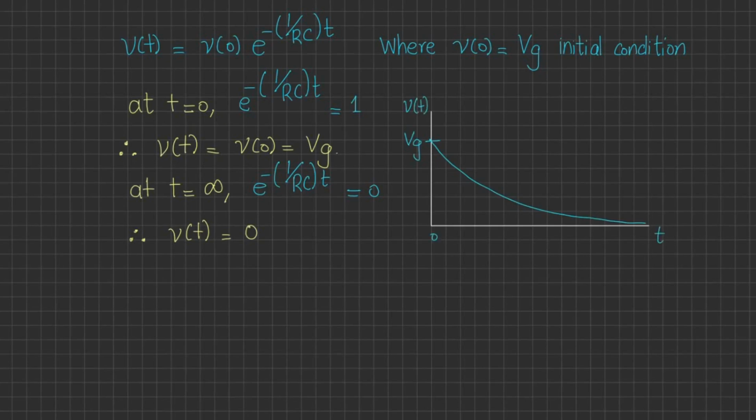Just like in the derivation of natural response of RL circuits, we can define a time constant for the capacitor natural response. The time constant for the capacitor will be given as τ equal to RC.